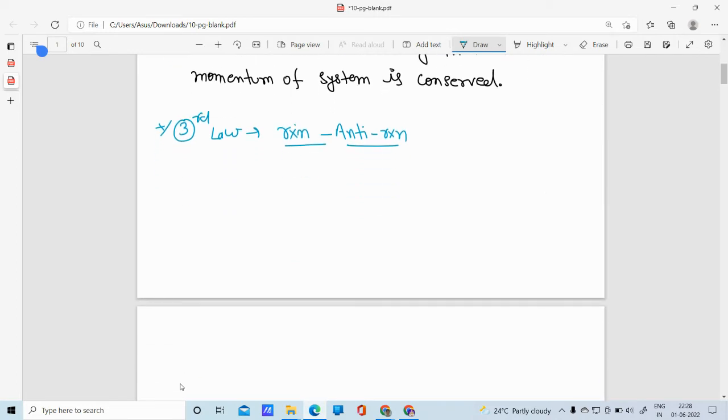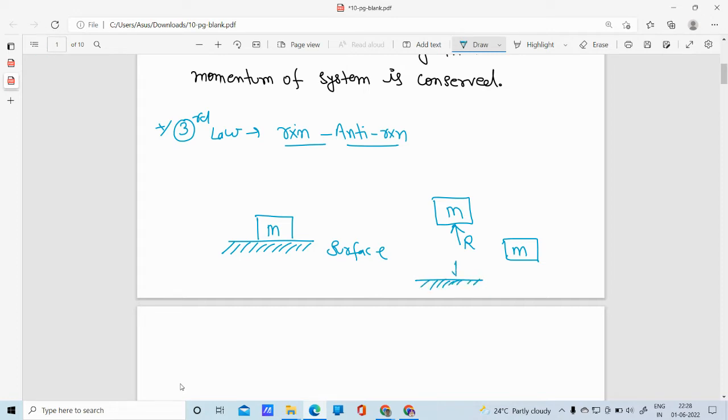So in reaction and anti-reaction, suppose this is our surface, and a block of mass m is put on this surface. Then this surface will apply a reaction on this block in the upward direction, and similarly the mass will apply an anti-reaction on the surface. That is Newton's third law, which is about reaction and anti-reaction.